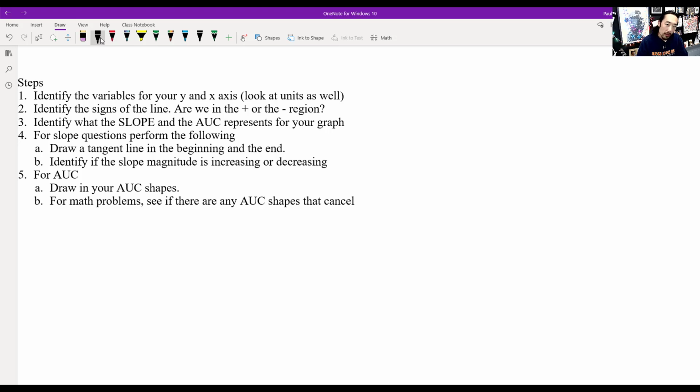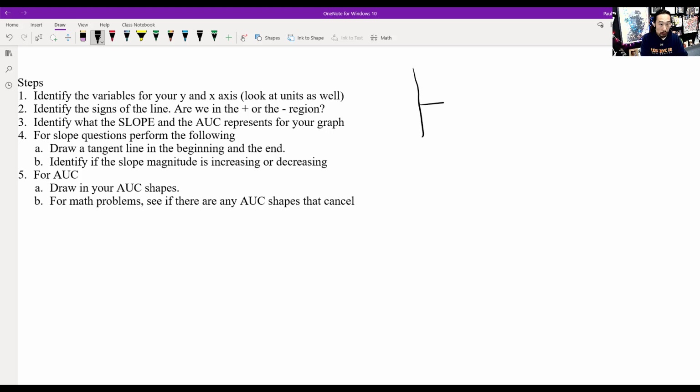All right, so on the left are the steps that I highly recommend for identifying what the graphs represent. So these are your MCQ type of questions that you'll see. And the FRQs are a little bit more in depth, but the steps and the skills are the same. So I'm not going to go over the steps individually, but what I will do is an example with you and identify the steps as I'm doing them.